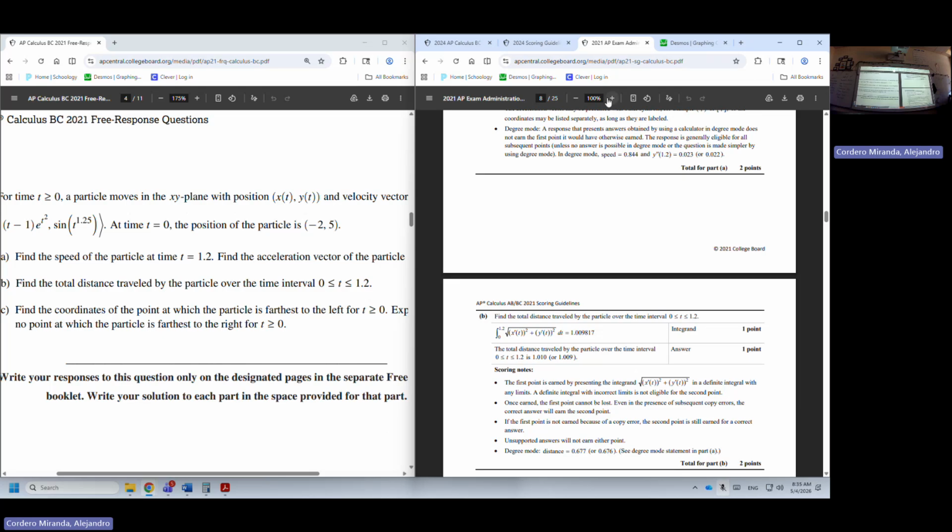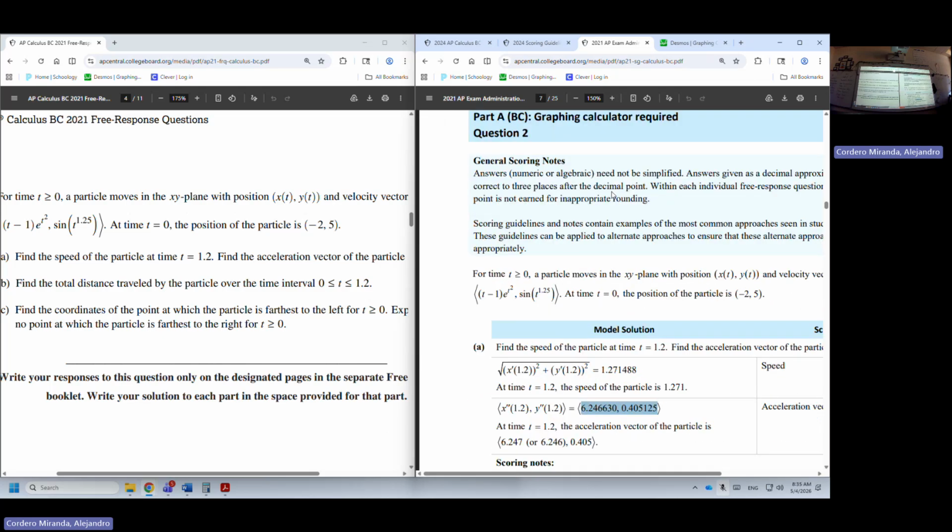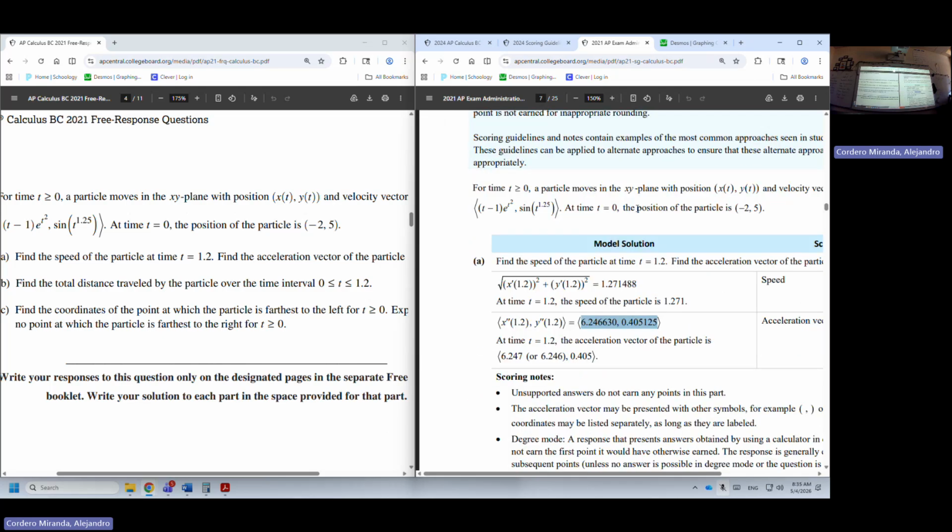Why is it different? Why is it that for one of them you have to do the magnitude and for the other one you just do the derivative? Because the speed, by definition, is just a number, like how fast it's going. Whereas the acceleration vector tells you how fast you're accelerating and in which direction. So it needs to be a vector.